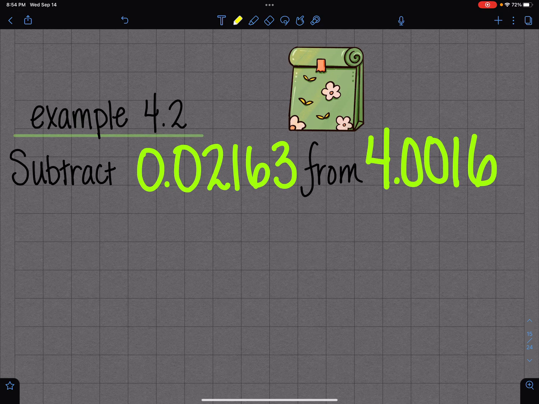This time we're going to subtract. So it's easy because you do the same thing as addition.